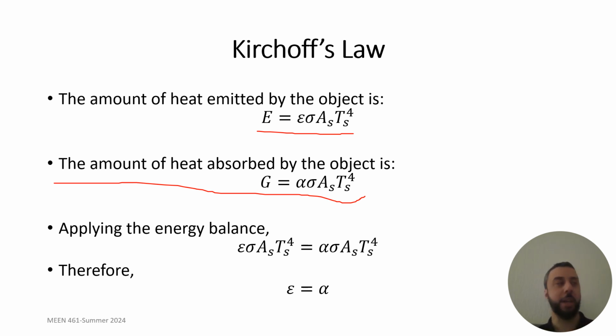And we apply an energy balance on the object. We have the energy emitted by the object and the energy absorbed by the object. We can cancel out sigma, cancel out A, and cancel out T_S to the power 4. We get a simplification that says epsilon is equal to alpha, which makes things much easier. That's what Kirchhoff's law allows us to do, to assume epsilon is equal to alpha.